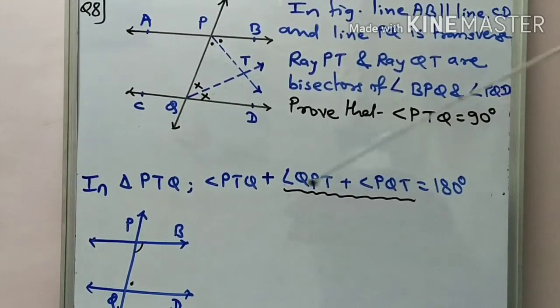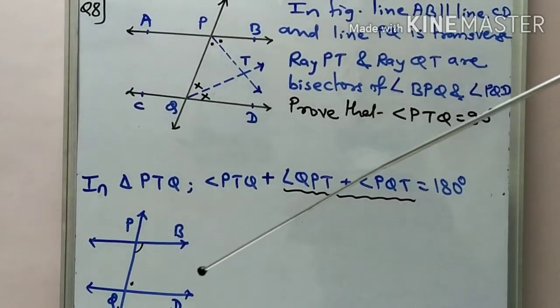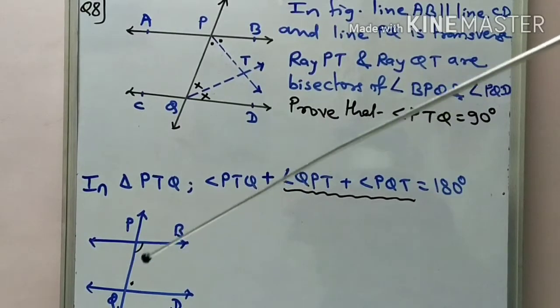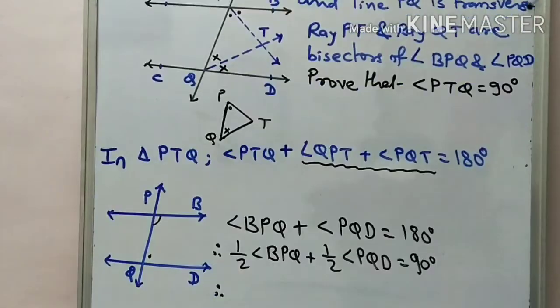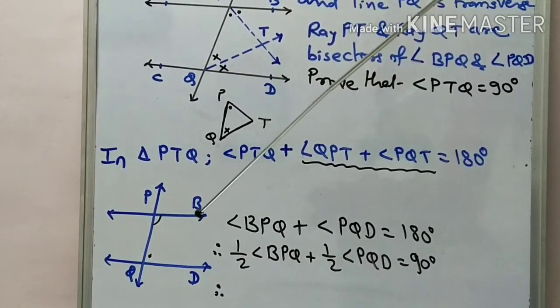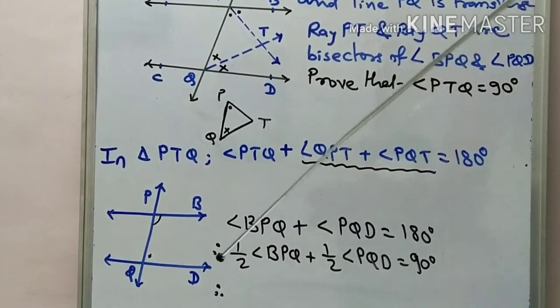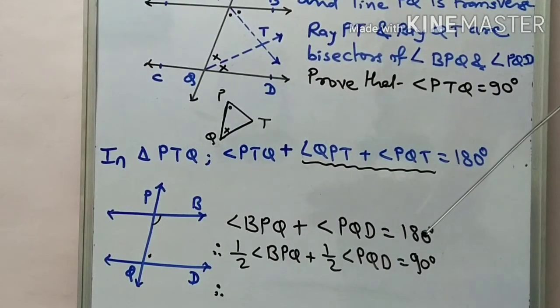this sum is 90 degrees. To show this sum is 90 degrees, we use the interior angle property, or the interior angle theorem. If two lines are parallel to each other and there is one transversal, then the interior angles on either side of the transversal are supplementary. Here we are taking the interior angles, angle BPQ plus angle PQD; these two angles are supplementary, means the sum is 180 degrees.